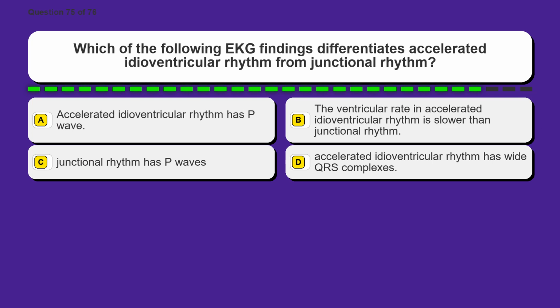Question 75. Which of the following EKG findings differentiates accelerated idioventricular rhythm from junctional rhythm? Option A. Accelerated idioventricular rhythm has P waves. Option B. The ventricular rate in accelerated idioventricular rhythm is slower than junctional rhythm. Option C. Junctional rhythm has P waves. Option D. Accelerated idioventricular rhythm has wide QRS complexes.